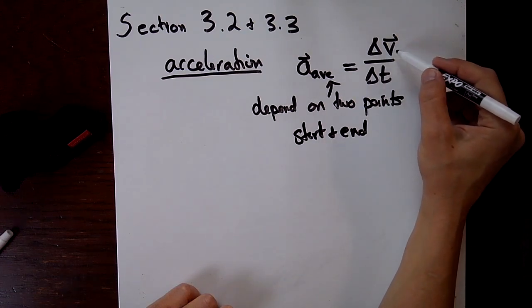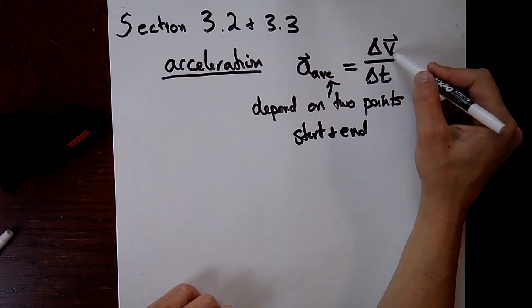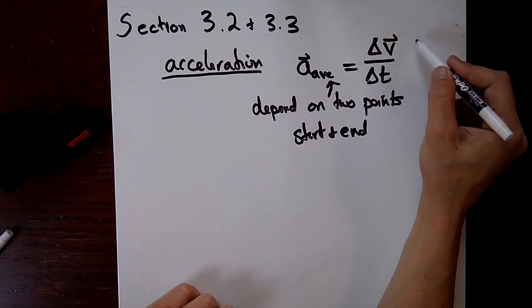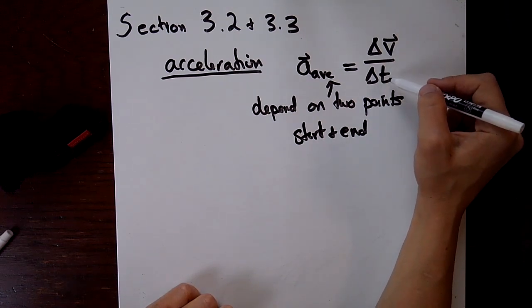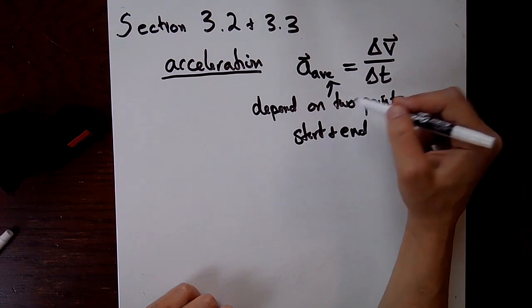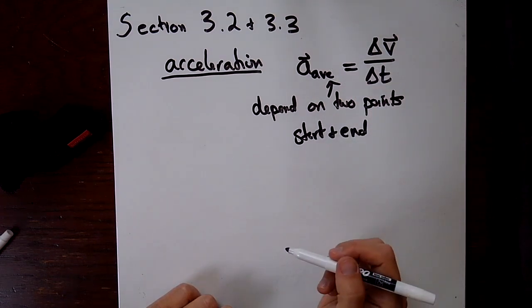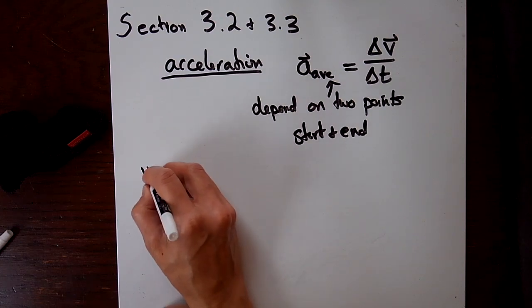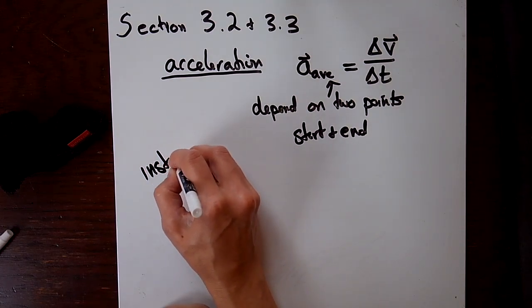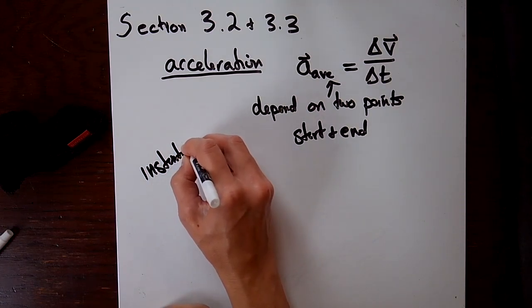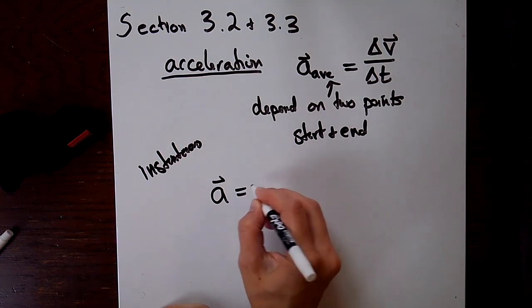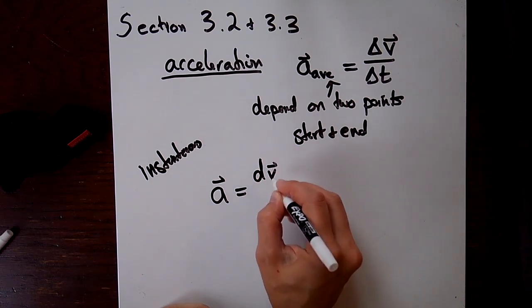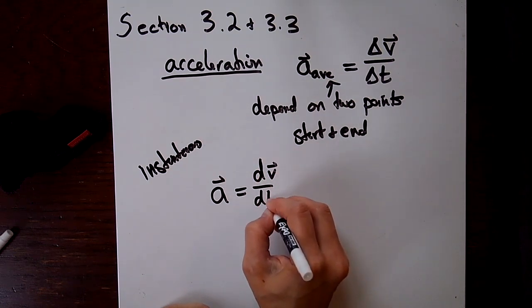So you need to figure out, okay, what's my velocity at my end time point and subtract it from my velocity at my start point. Similar, and then we have to look at what's the time at the end and the time at the start, and that gets us our average acceleration. But if we want to know what's going on in one instant, then we have to look at a derivative. We look at the derivative of velocity with respect to time.